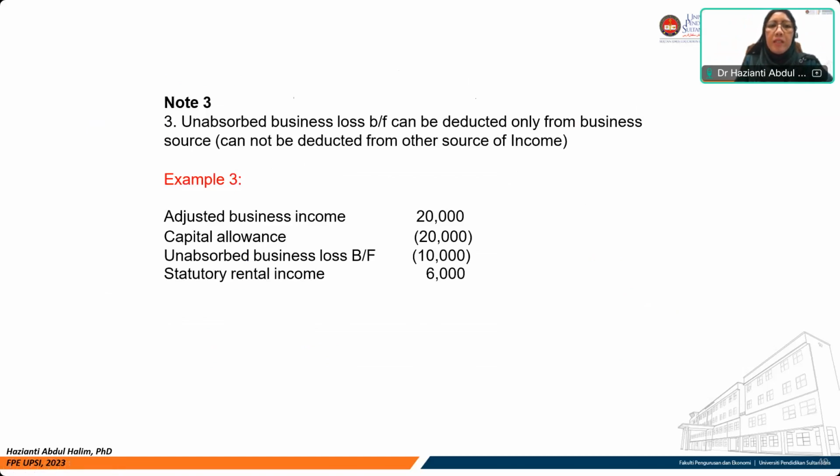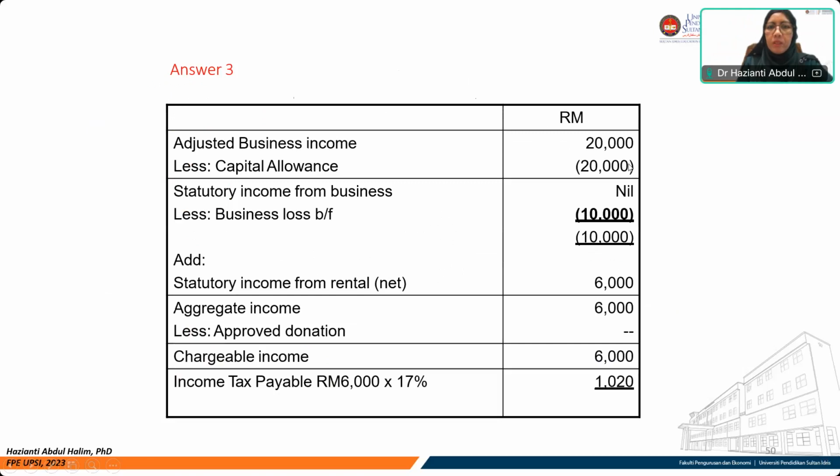Okay, what if this company have unabsorbed business loss brought forward 10,000 and the statutory rental income is 6,000? Again, deduct the capital allowance first. So here, deduct the capital allowance, you have nil statutory income from business, and we less our business loss brought forward, so jadi negative 10,000. And here we have rental income 6,000. So dia habis dekat sini lah because this is non-business income, so 6,000. So the tax will be paid only on the 6,000.